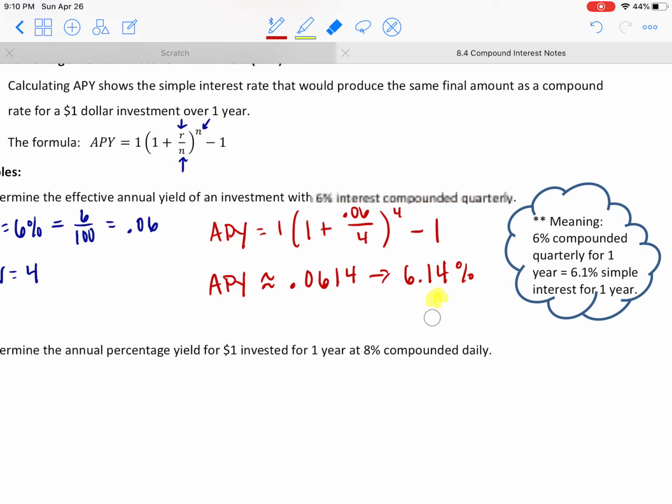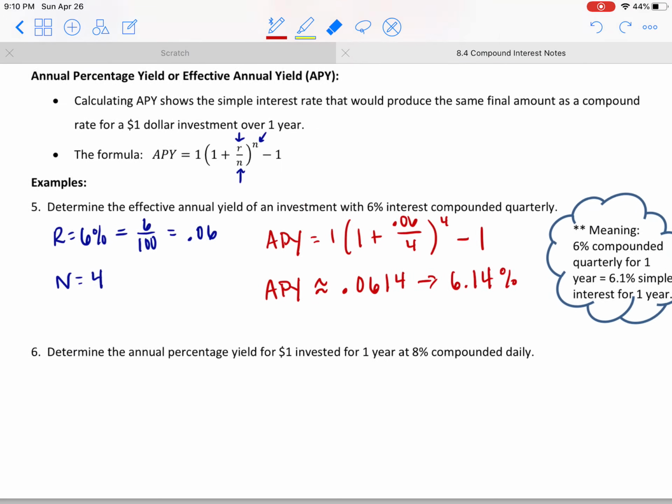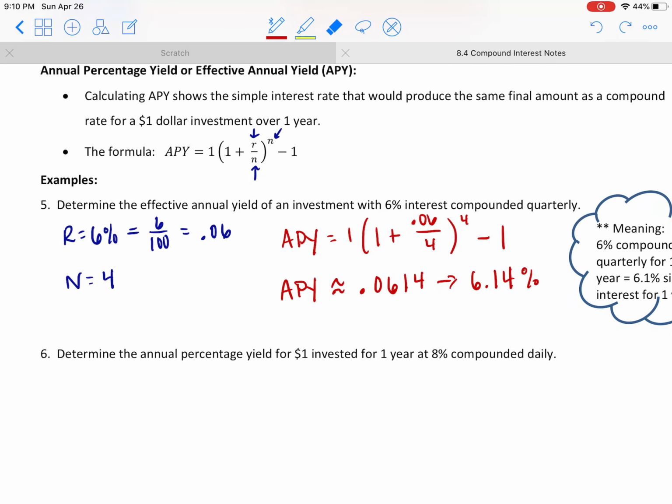So the same dollar, the same year. If you went into compound interest, compounded quarterly at 6%, or a simple interest at 6.14%, you end up with the same final amount. I don't know if I made that worse in my explanation, but let me just read the bubble. So 6% compounded quarterly for 1 year would yield the same final amount as 6.1 simple interest for 1 year. Okay, so that's just 2 different accounts that would give you the same final amount.